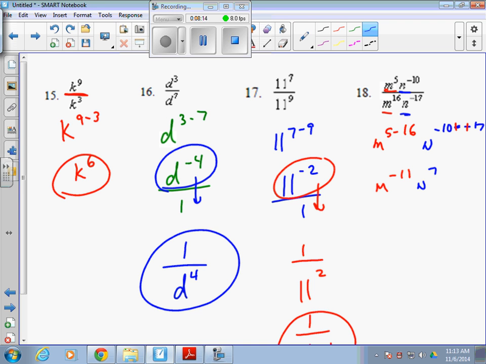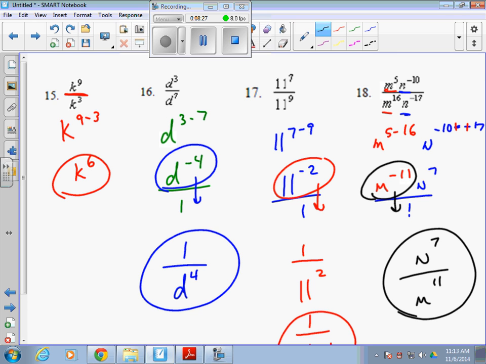So right here you have m to the negative 11th, n to the 7th. Everything's over 1. You can't leave this negative exponent. It's got to go down. N to the 7th stays put. It doesn't go anywhere. M to the negative 11th goes down and becomes positive 11.